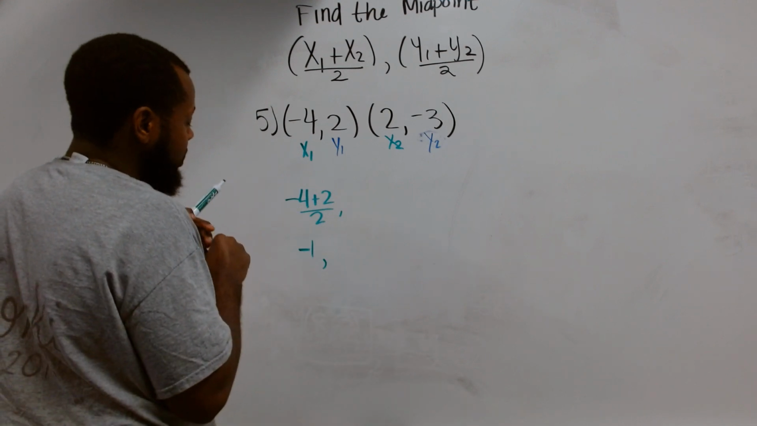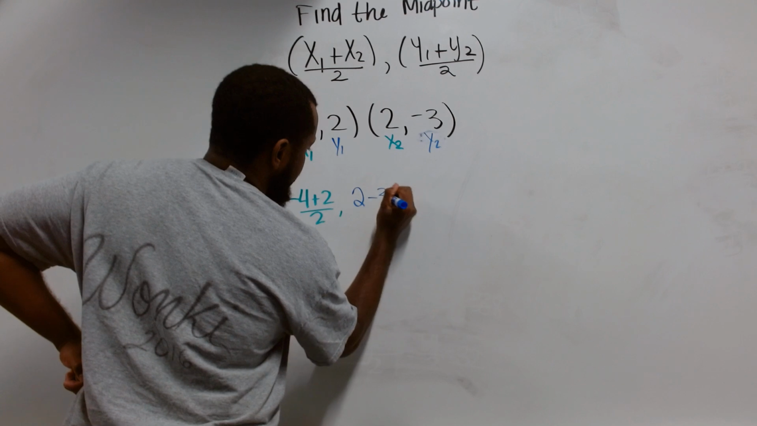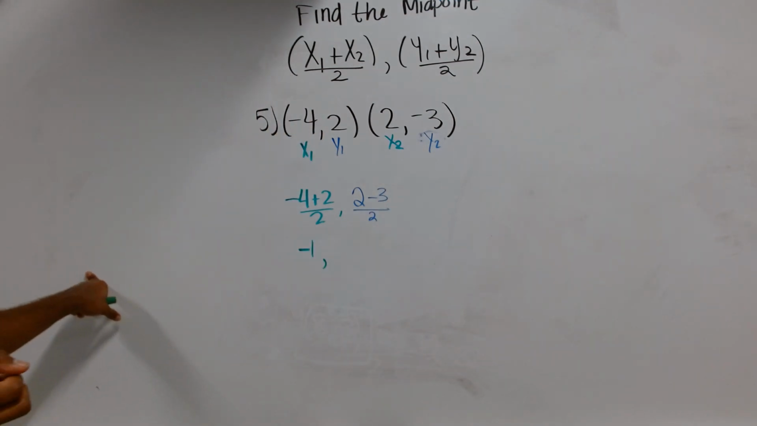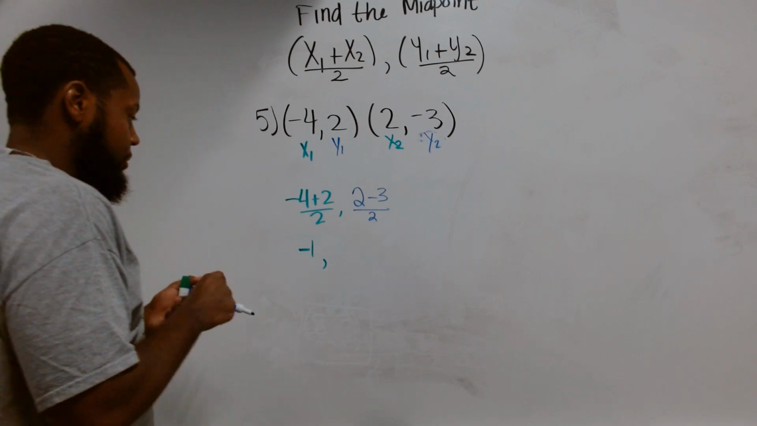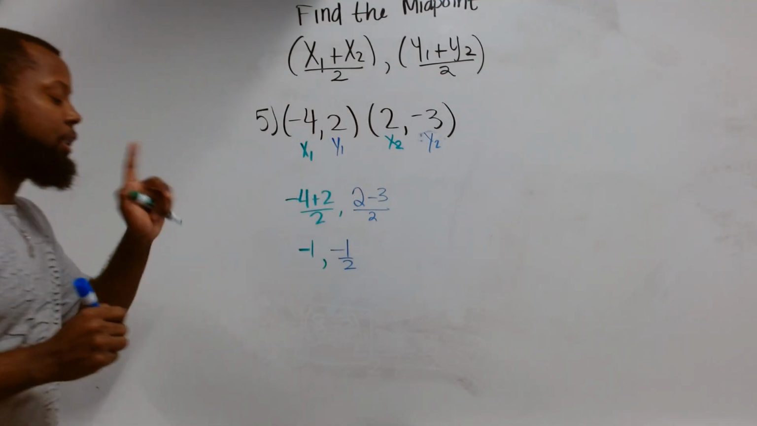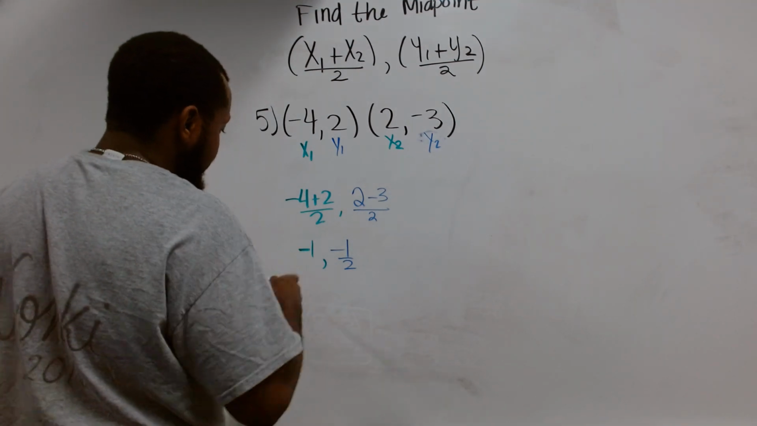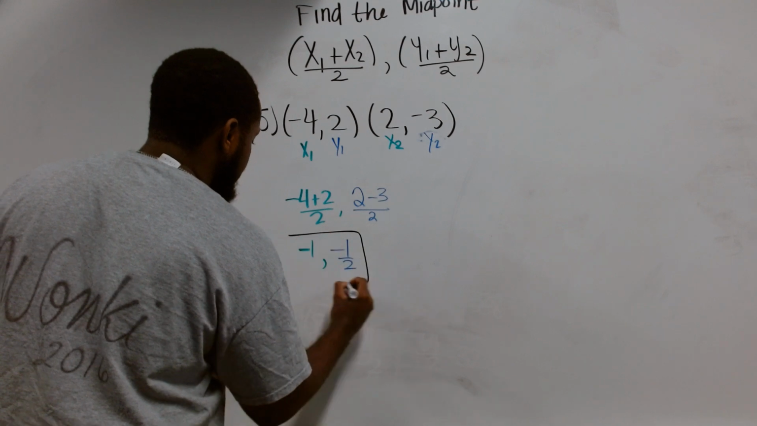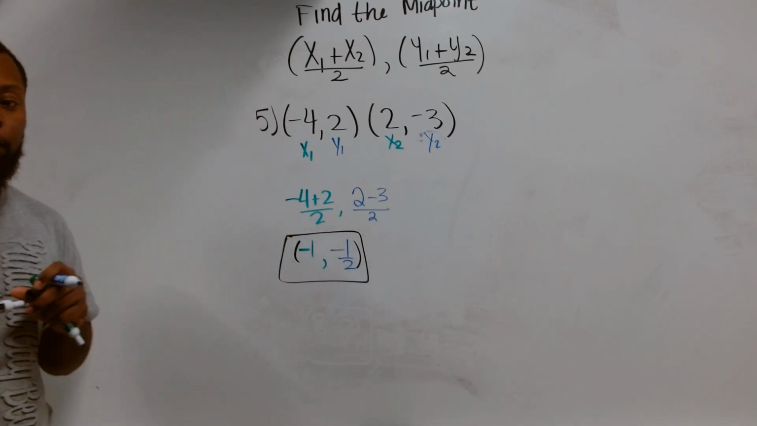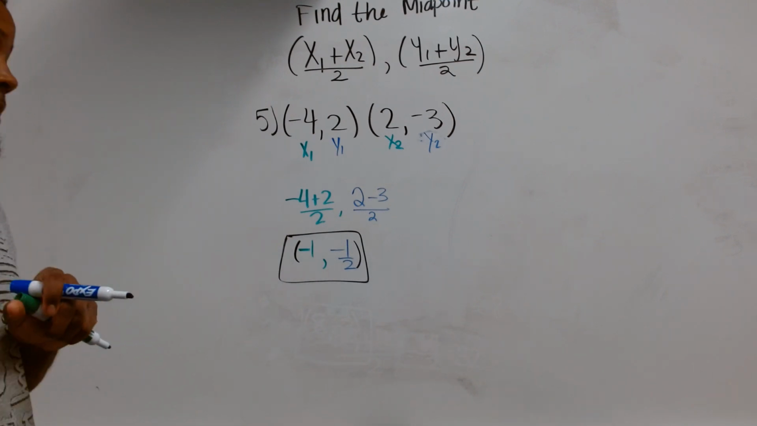Now, time to solve the y's. You have 2 minus 3 over 2. 2 minus 3 is negative 1. So you're going to have negative 1 over 2. Because 2 cannot go into negative 1, you will leave it as a fraction. So this is your answer. Put that in the box. There we go. That's your answer. Negative 1 comma negative half.